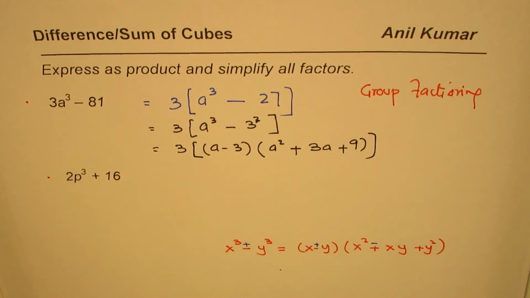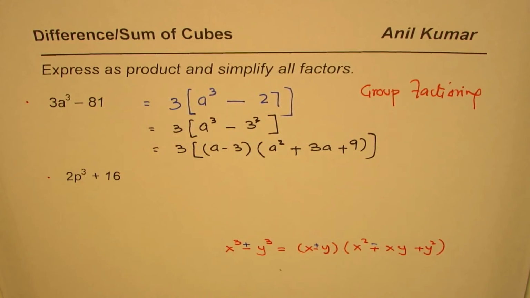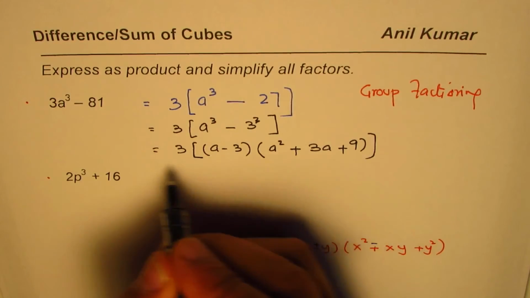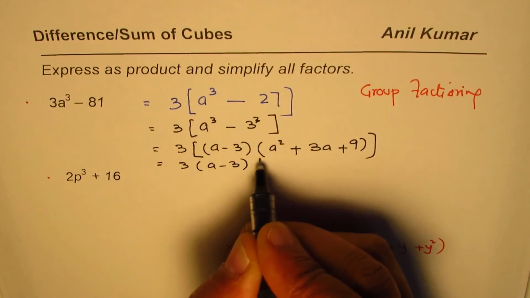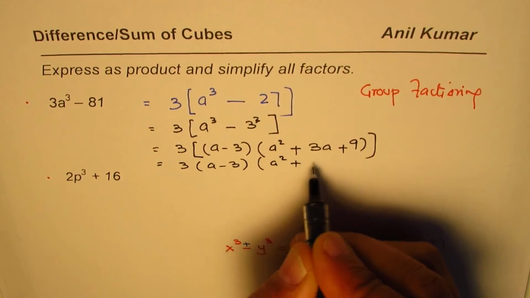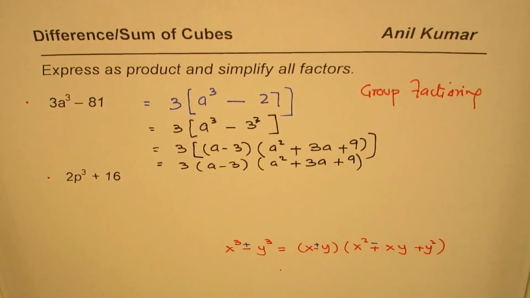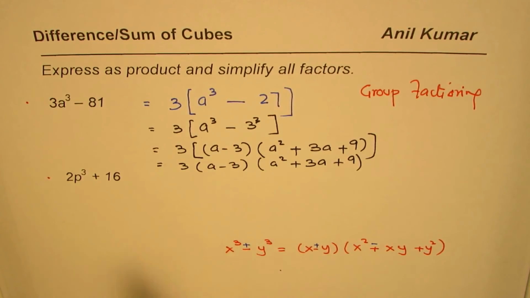All are in products. That's what we mean when we say express as product and simplify all factors, correct? That is the most simplified form. So you could at the most write this as 3 times a minus 3 times a square plus 3a plus 9, correct? This cannot be further factored and therefore it is the final factored form, correct? I'd like you to pause the video, adopt a similar technique here, and then check with my solution.